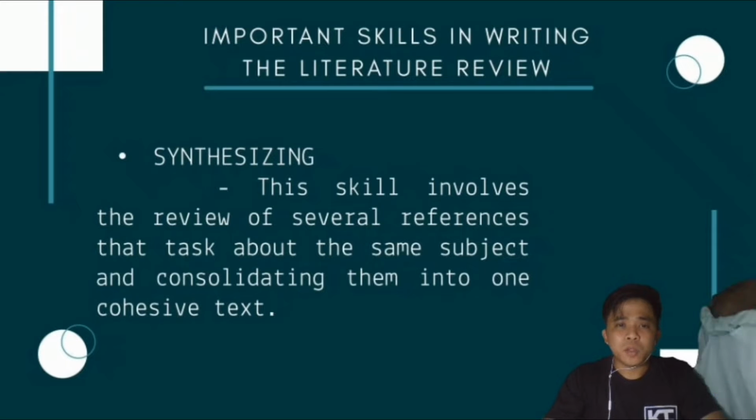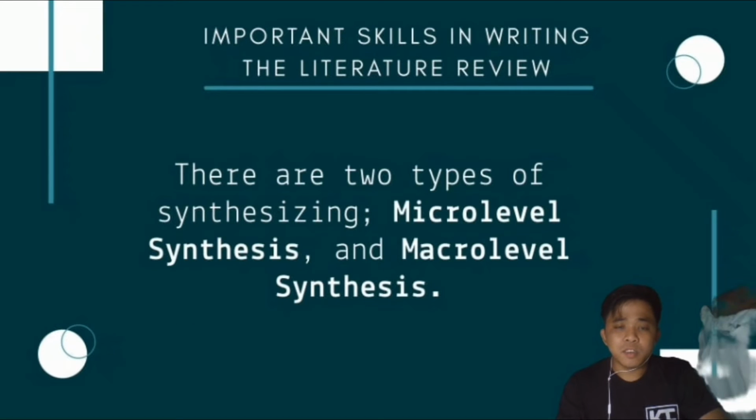There are two important skills in writing the literature review, which is the synthesizing and note taking. Talking about synthesizing, these skills involve reviewing different references and consolidating different ideas into one cohesive text. In synthesizing, there are two types, which is the micro and macro synthesis.